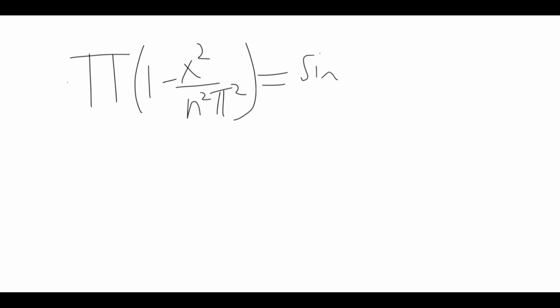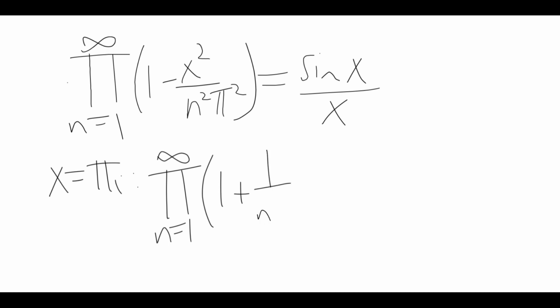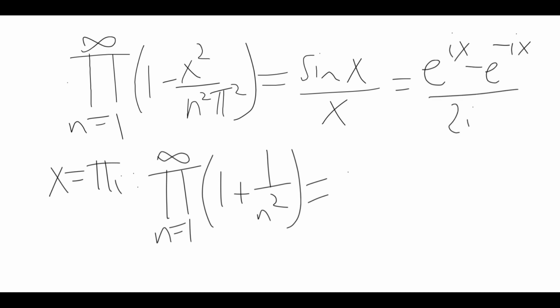Now for one last example of what you can do with this product, if we divide both sides by x, we get sine x over x equals this product. Now if we let x be pi I, on the left side, we get the product of 1 plus 1 over n squared, so it's changed the sign. And on the right side, well, how do you plug in pi I for sine? It's not so clear, but what you can do is write sine x as e to the ix minus e to the minus ix over 2I.